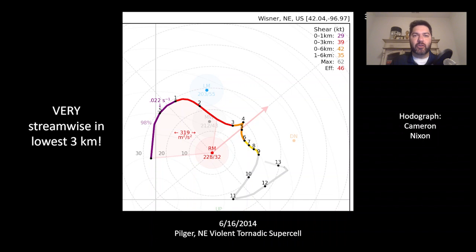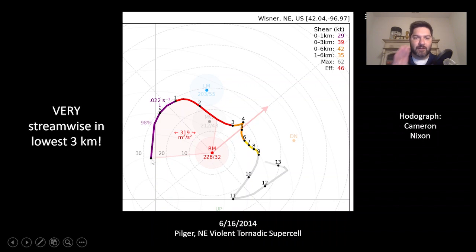So I wanted to look at some real events and their forecast soundings. Here is one from 2014. This is associated with the Pilger, Nebraska violent tornadic supercell. If you look at this pretty carefully, you'll notice that there's very streamwise vorticity in the lowest 3 kilometers. If you take that right mover motion here, and then trace it back to the hodograph to get the storm relative flow, you'll notice that if you also look at the vorticity vector, which is to the left of the shear vector, and in this case the shear vector is essentially the hodograph itself, so the hodograph going this way.